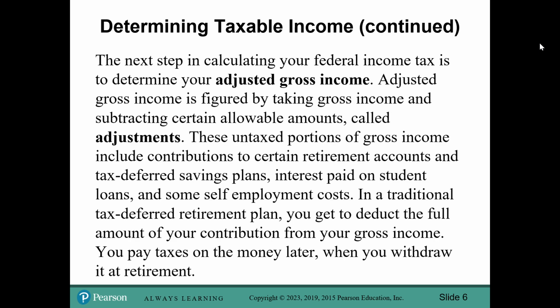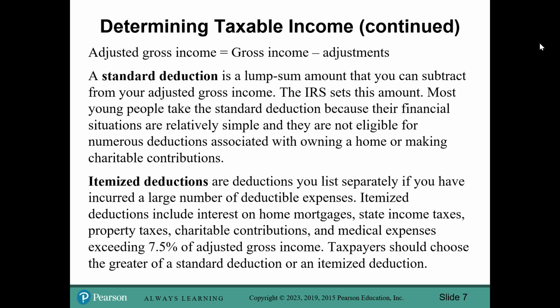Now, the next step in calculating your federal income tax is to determine your adjusted gross income. Adjusted gross income is figured by taking gross income and subtracting certain allowable amounts called adjustments. These untaxed portions of gross income include contributions to certain retirement accounts and tax-deferred saving plans, interest paid on student loans, and some self-employment cost. In a traditional tax-deferred retirement plan, you get to deduct the full amount of your contribution from your gross income. You pay taxes on the money later when you withdraw it at retirement.